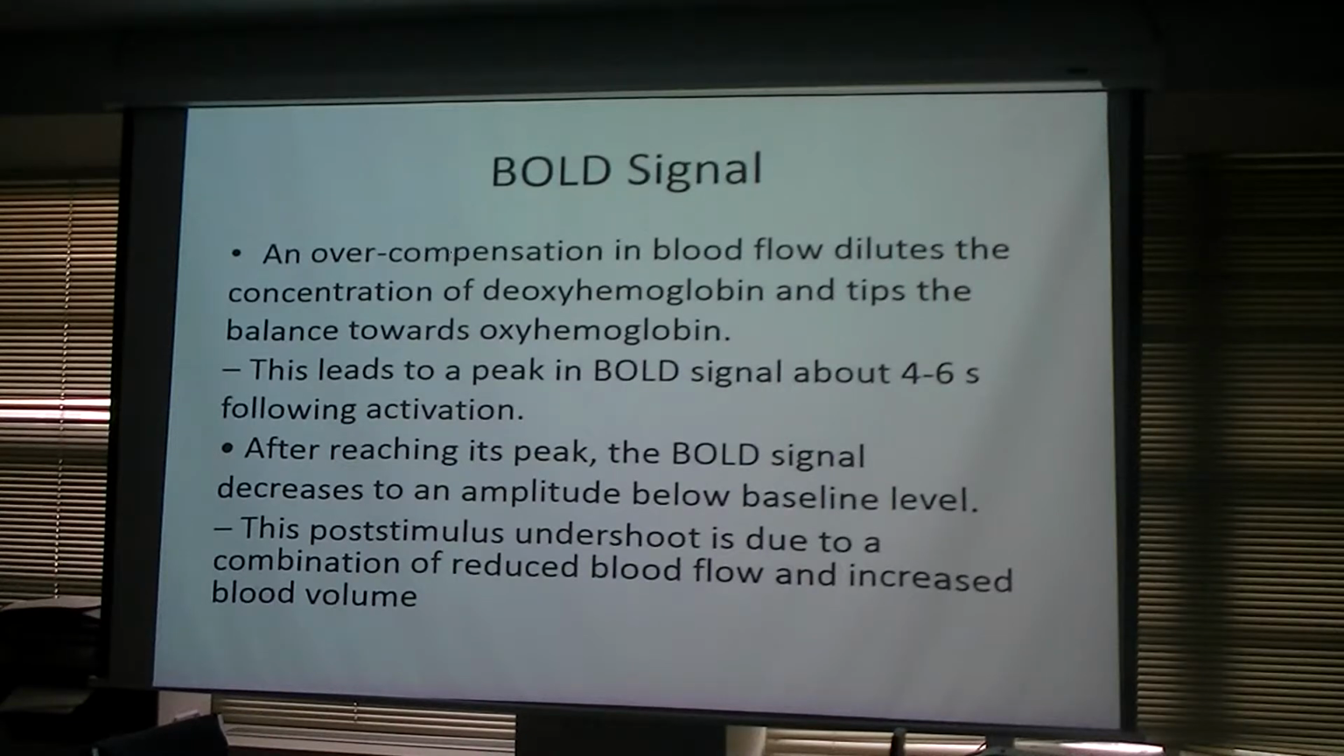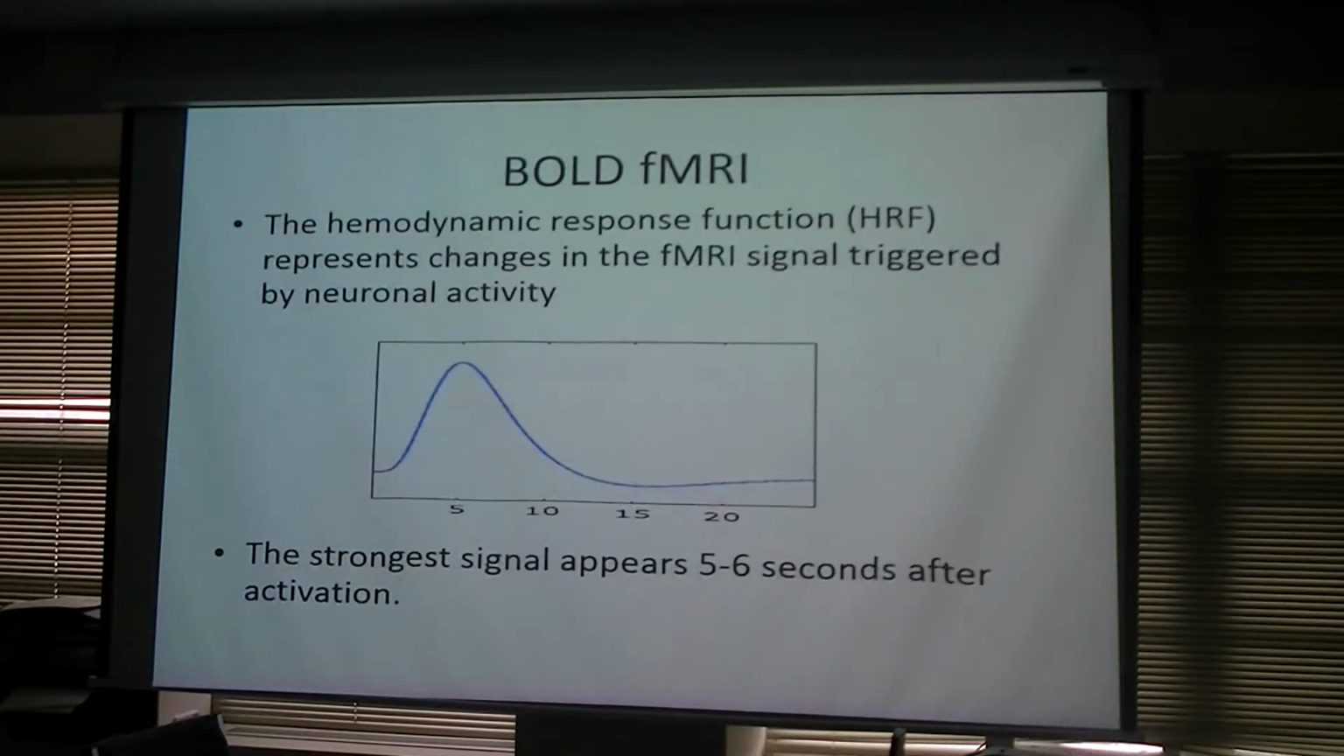The overcompensated blood flow reduces the concentration of deoxyhemoglobin and tips the balance toward oxyhemoglobin, and this leads to a peak in the BOLD signal at about 4 to 6 seconds. After reaching the peak, the BOLD signal decreases to an amplitude below baseline level, due to a combination of reduced blood flow and increased blood volume. This is the HRF, the hemodynamic response function: when a task like hand clapping or finger tapping is done, the signal goes to a peak and then goes down again.